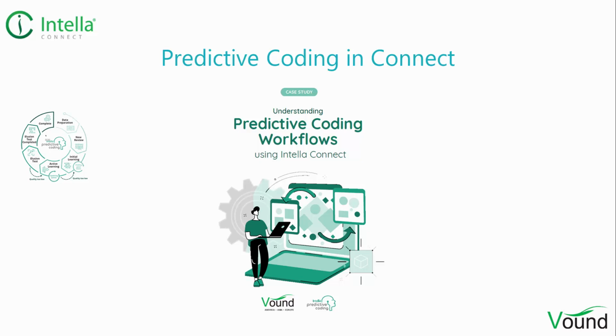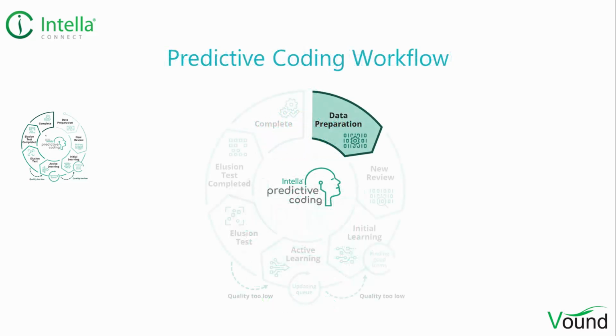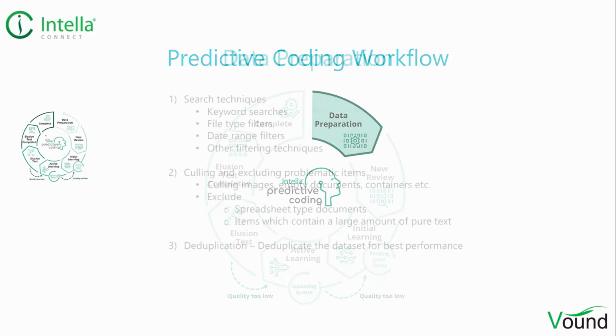One of the main reasons why predictive coding is used is to reduce the time and cost for the review and coding stage of the discovery. Note that I said the review and coding of potentially relevant documents. This leads us to the first step in the predictive coding workflow, which is data preparation. Predictive coding is designed for coding documents that have been identified as potentially relevant. Therefore, it is implemented at the stage when the data set is ready for review and to be coded. To get to this stage, the data has to be prepared.